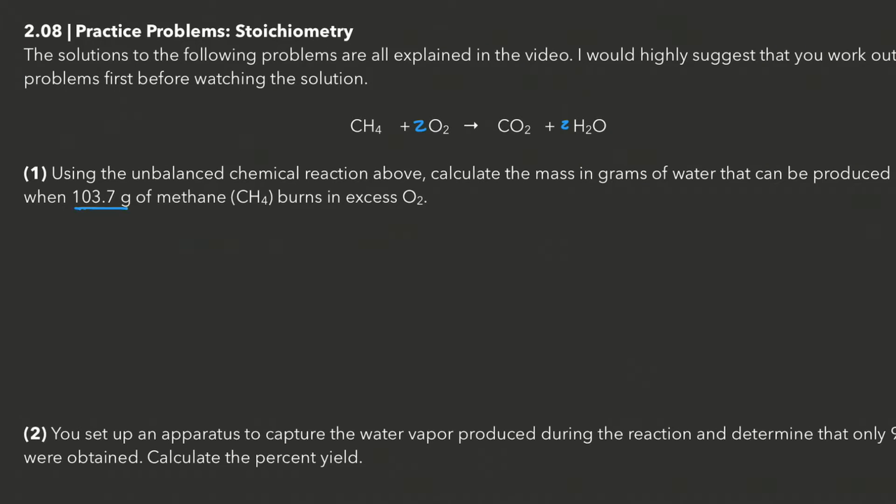Now I gave you 103 grams of methane. And my question is, I'm asking for grams of water. So if I think about the process that I'm going to go through, well, okay, that means I have mass, and I'm going to write methane, CH4 here. I'm going to need to go to moles of methane, and then I'm going to have to go to moles of water, and then I'm going to have to go to mass of water. Perfect. Now let's go ahead and work out that problem step by step.